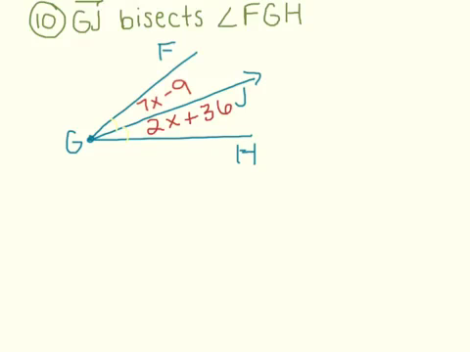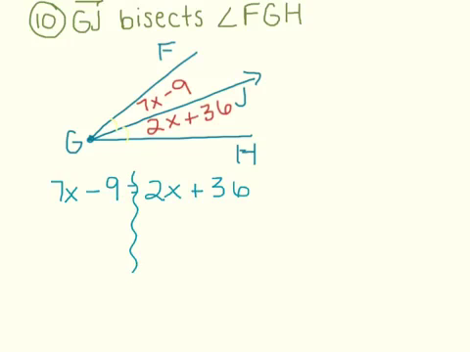Okay, and we're going to need to find x to be able to solve this one. Well, if the word they used up here is bisect, that means these 2 angles are exactly equal to each other, because that's what a bisector does, it cuts it into 2 equal pieces. So I can set up an equation by saying that these 2 pieces are equal to each other. I can say 7x minus 9 has to equal 2x plus 36.